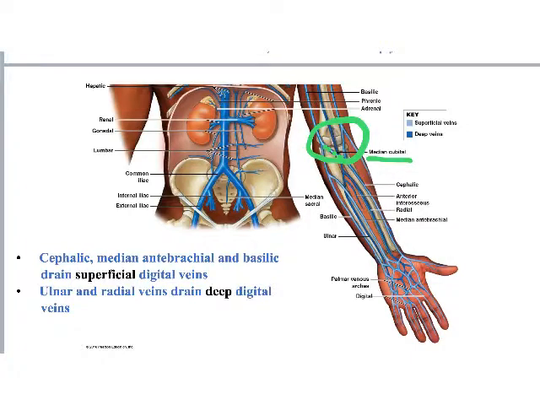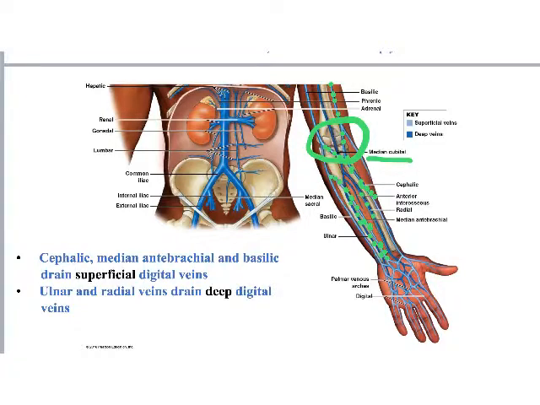So it tends to be one that we like to put IVs into, that median cubital vein. Remember, the cephalic vein was coming down on the radial side, so we still see that cephalic vein coming down. The median antebrachial vein is going to be splitting here, branching and coming down to the hand, so it's more in the central part of the forearm. And then you've got an ulnar vein that runs deeper. And a radial vein we should see on the other side also running deep.